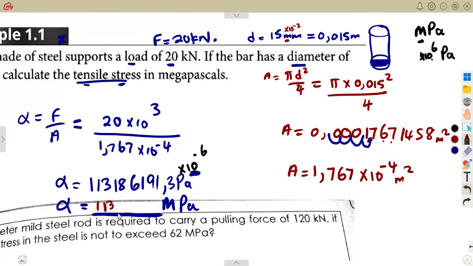113,186. It's going to be like this, 186. This answer that we're having is now in megapascal by multiplying by this. We are converting to it.